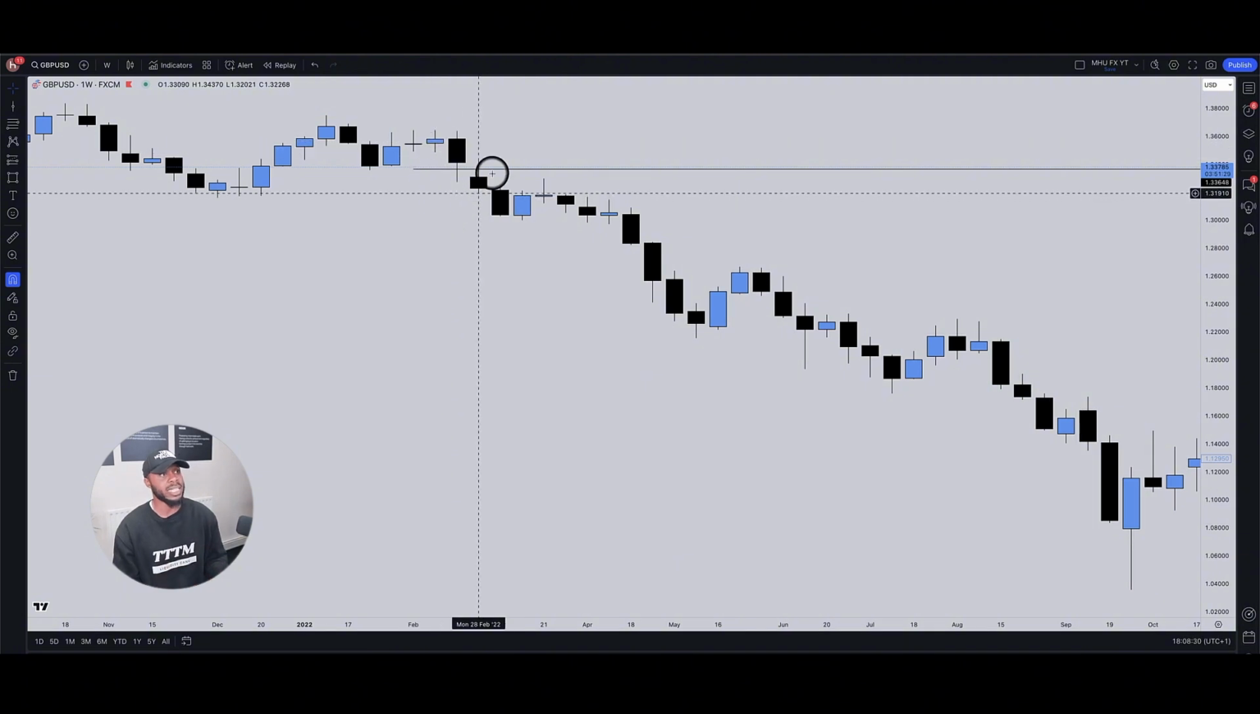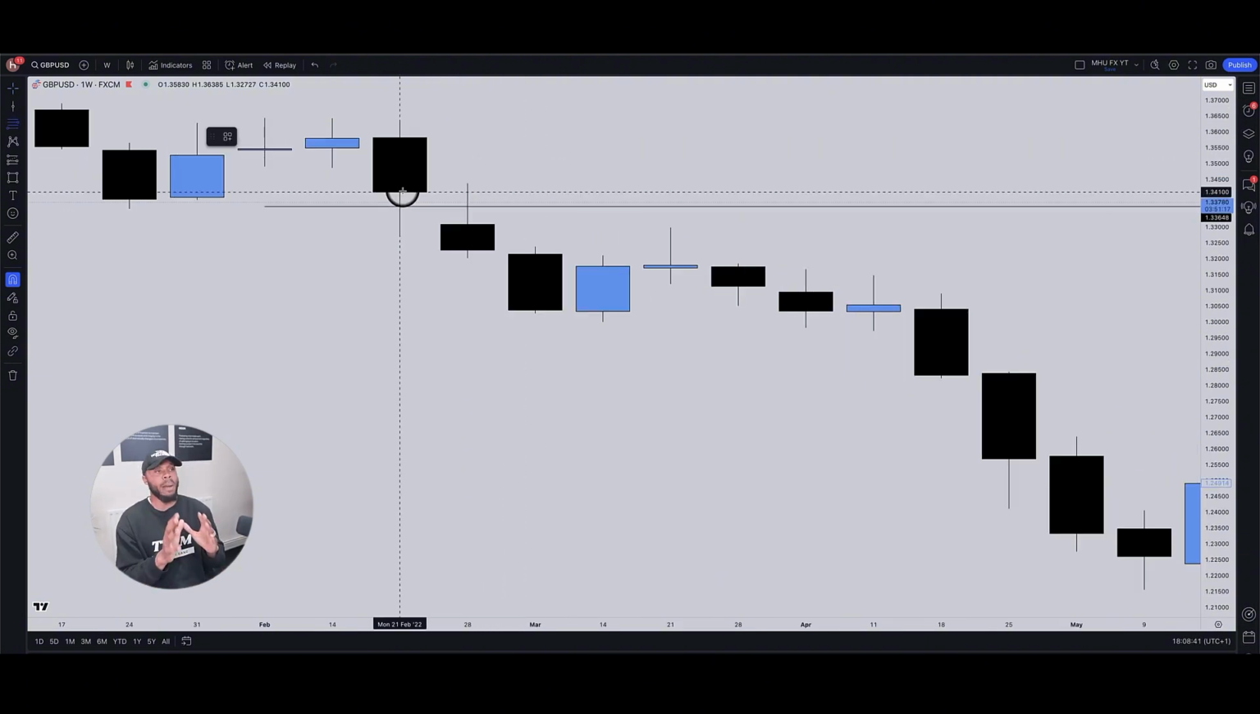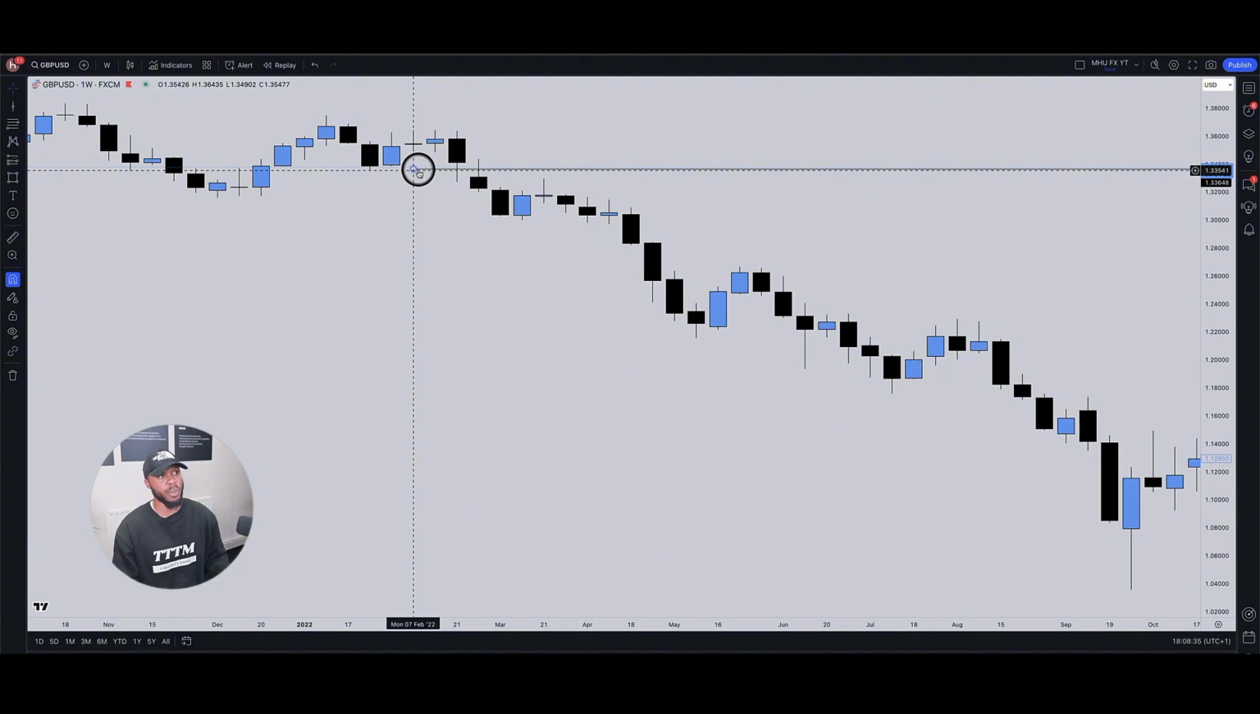The most important thing is that I've marked up where I want within this gap for price to get to. What I'm giving you guys right now is just my POI, just my point of interest. You're going to see why it makes sense in a minute. So I've marked up 50% of that gap.